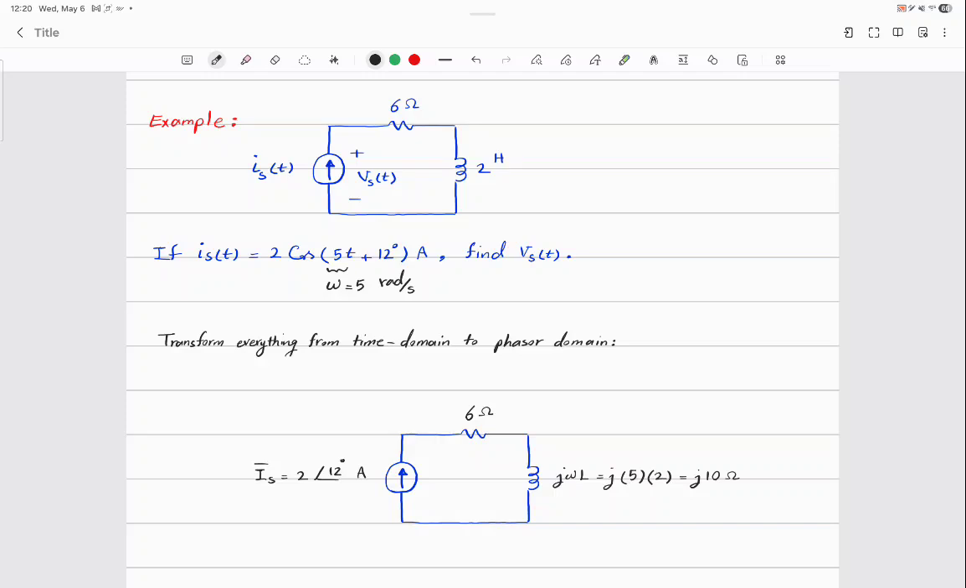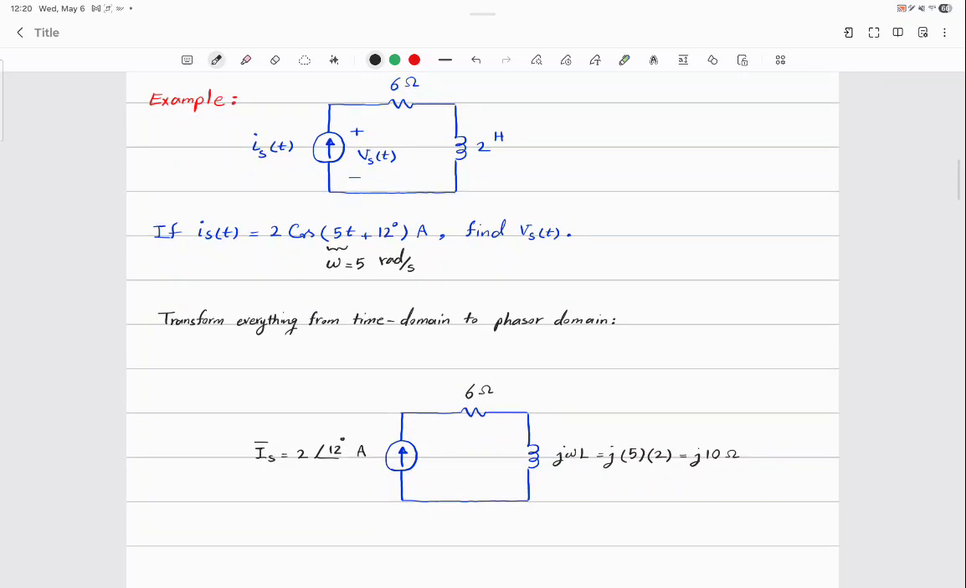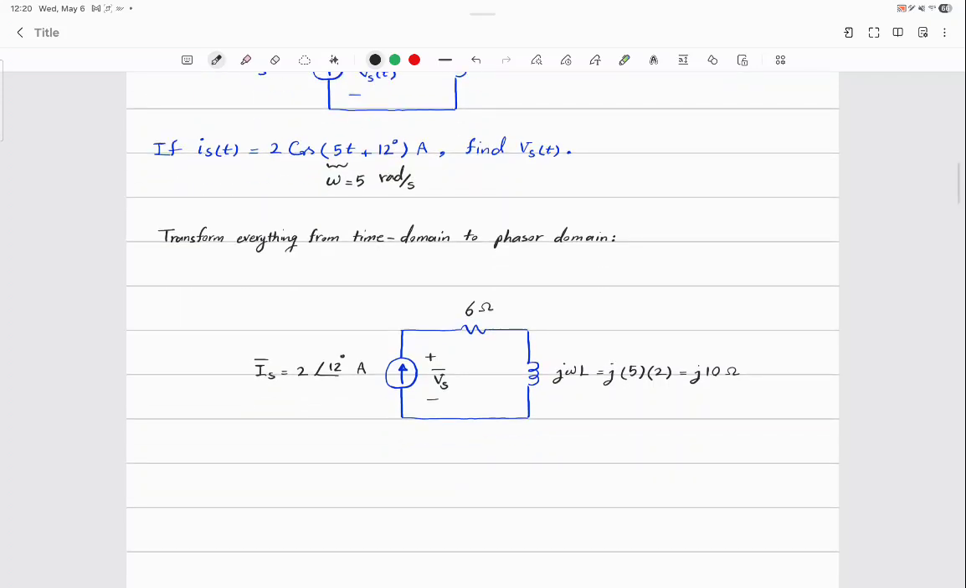And what am I looking for? I'm looking for v_s(t), but since I've moved to the phasor domain, I'm going to write it as a phasor, the V_s phasor. Okay, now, this is the circuit that you're supposed to solve, and I claim that it's going to be much easier. What do you suggest to find V_s?